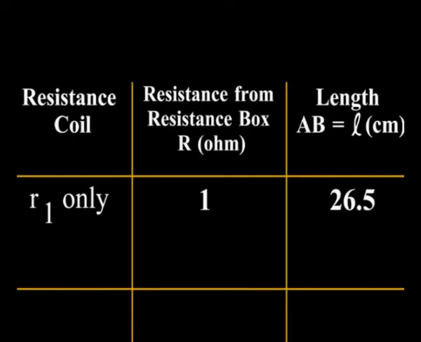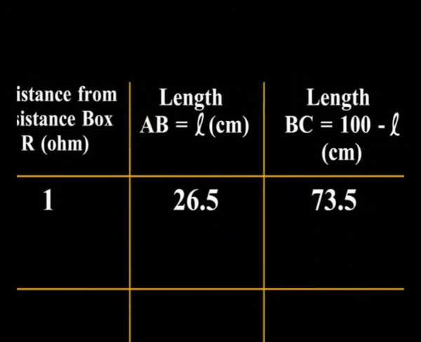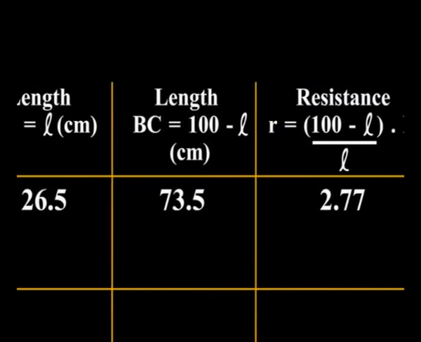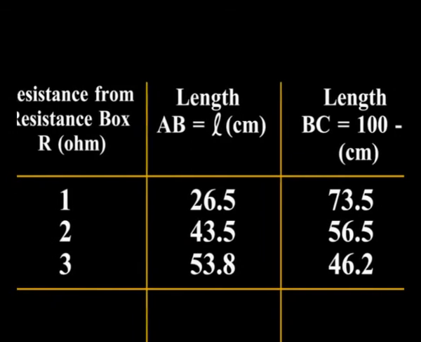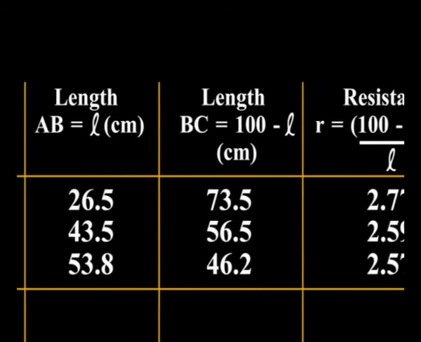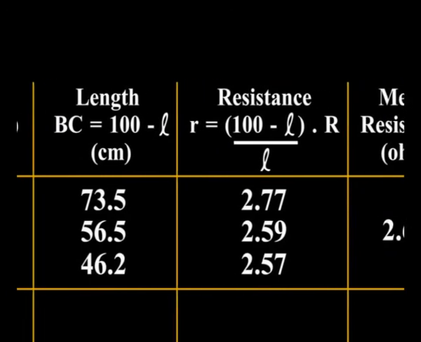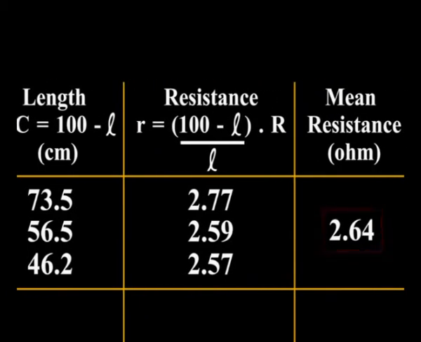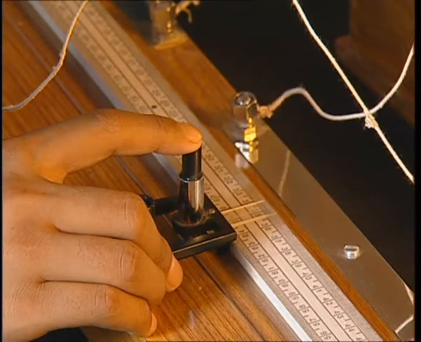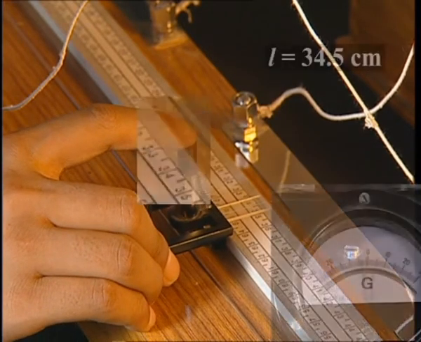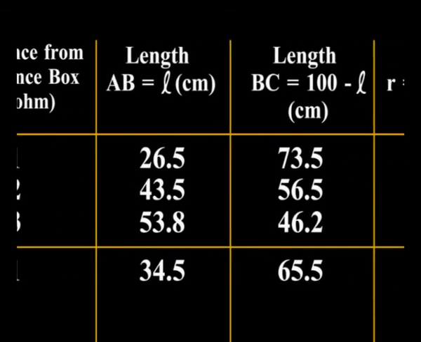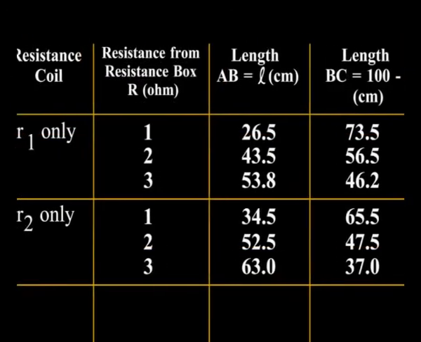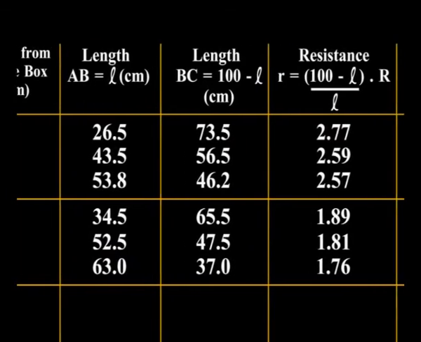In the same way, find out another set of null points for different values of R1. Record the observations in the observation table and calculate the mean value of the given resistance. Here it is 2.64 ohm. Remove the resistance wire and repeat the activity for another resistance wire. Record the observations in the observation table and calculate the mean value of the given resistance.